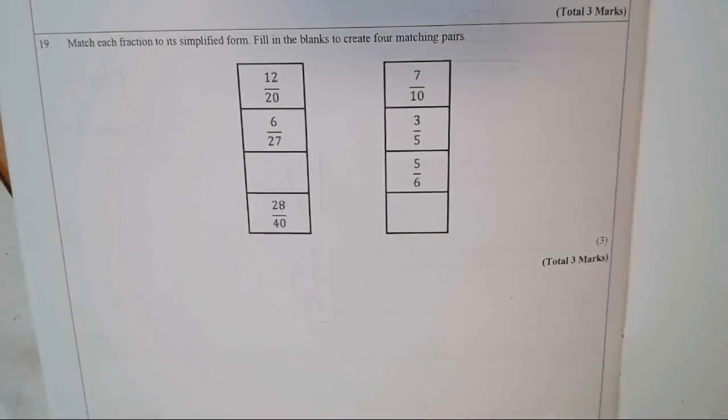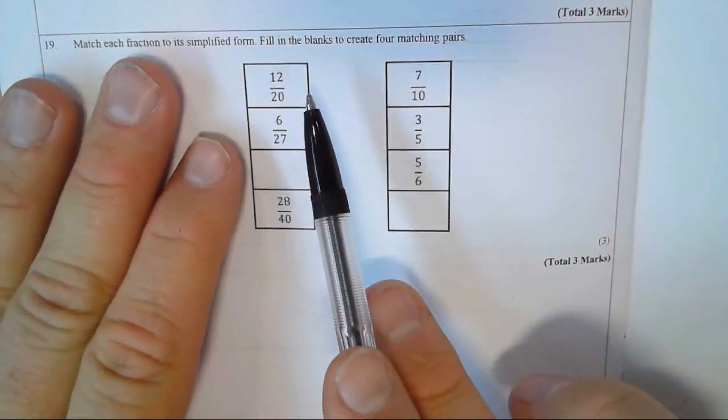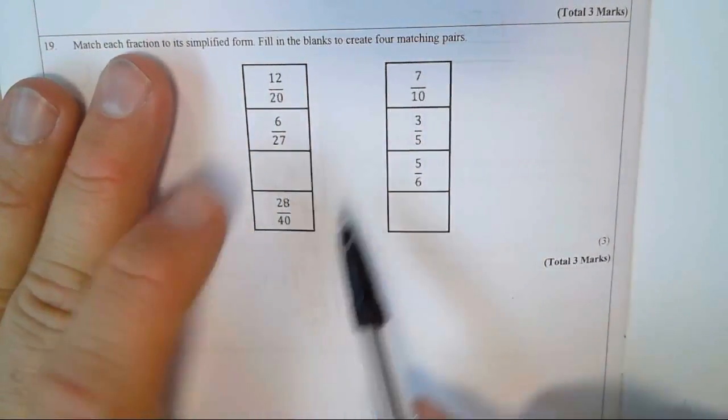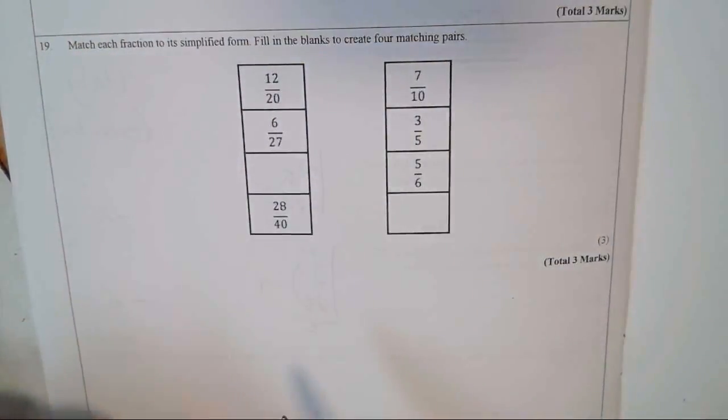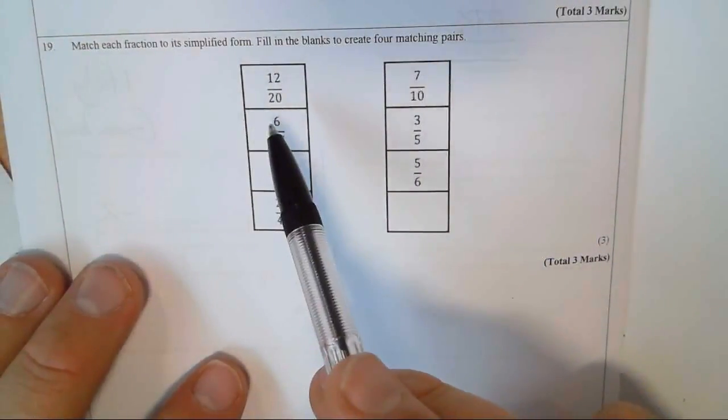Question 19. Match each fraction to its simplified form. Fill in the blanks to create 4 matches. So what I'm going to do is take each one of these on the left and see if I can match it up with one over here. So I'm going to simplify each one of these.